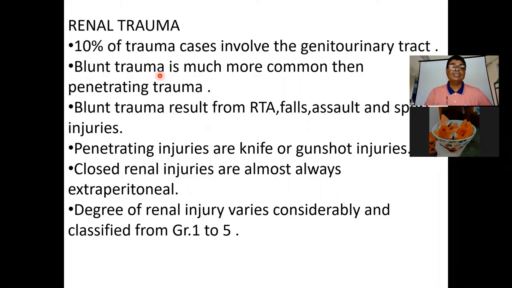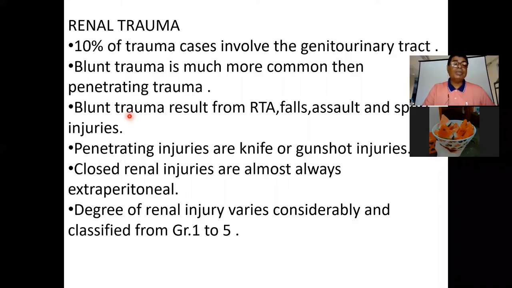And this urinary trauma is mostly blunt trauma, which is much more common. There may be two types of injury. This renal trauma may follow blunt trauma, or it may be penetrating trauma. But remember, blunt trauma is more common than penetrating trauma.